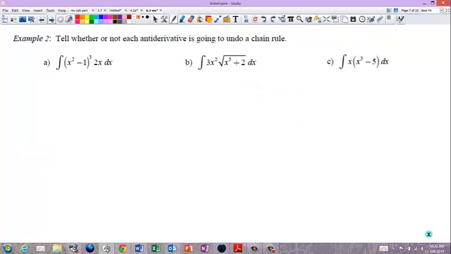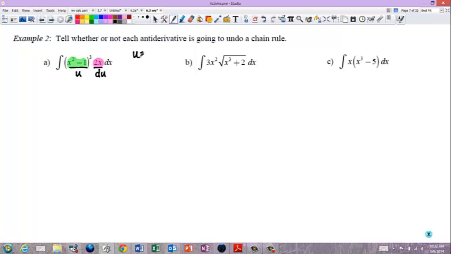So what we need to recognize is whether or not each antiderivative is going to undo a chain rule. Well, if you look at the inside here, and then look at 2x, 2x is the derivative of x squared minus 1. So this is actually my u, and this is my du. And I'm going to go a step farther and actually work these out.